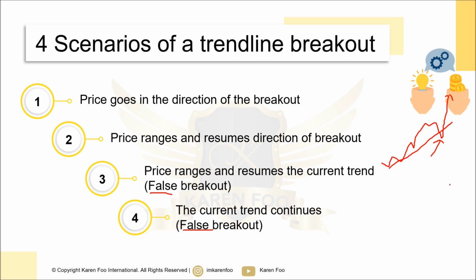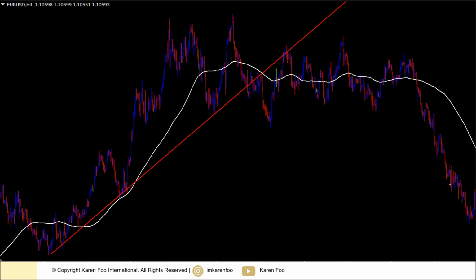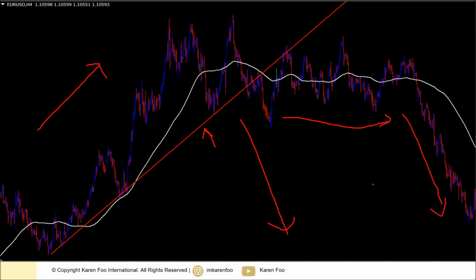Of course we cannot predict, right? But there are some ways that we can use to tell whether it's a false breakout or not. So I give you one example. You can see there's a bullish trend over here and price broke this trend line, and after it broke, instead of going down straight away, it did not go down straight away. Instead it went on a consolidation market and then the bearish trend starts.